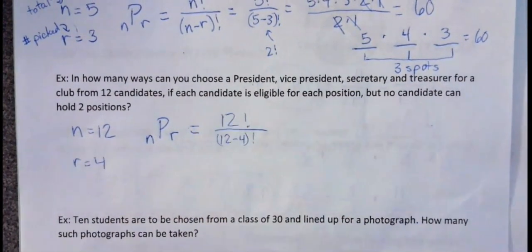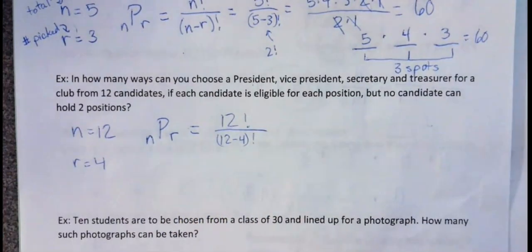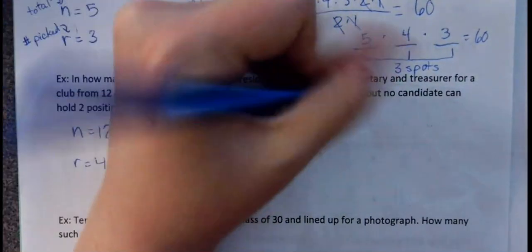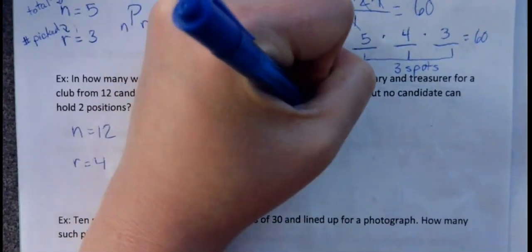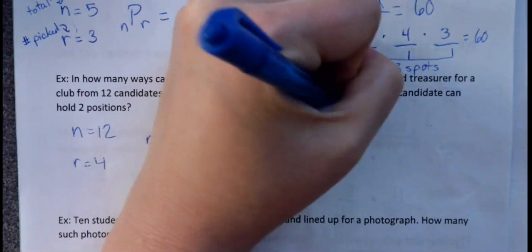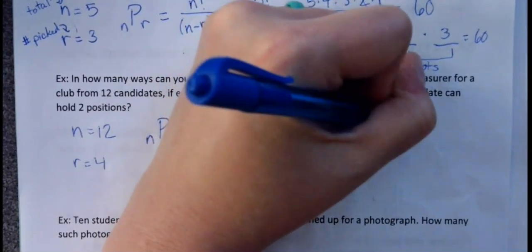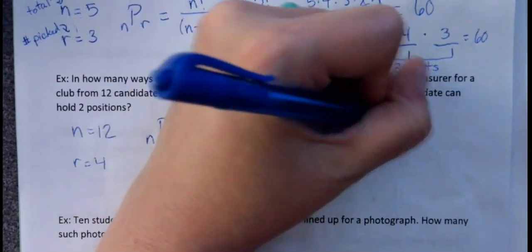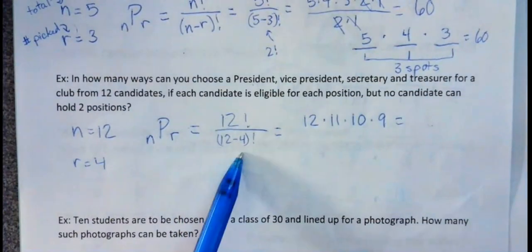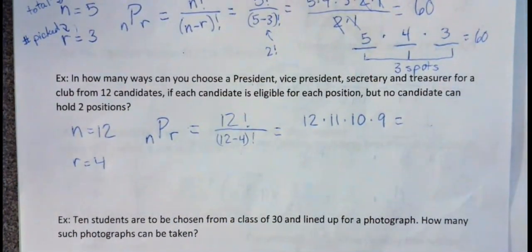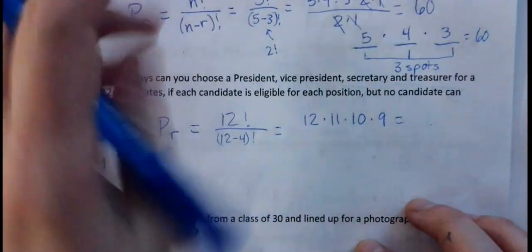So 12 factorial, the total, and then divided by 8 factorial. So really all that's left is 12. So your 4 spots, 12 times 11 times 10 times 9, is what's happening, because you're subtracting 8 factorial. It's like you end up canceling that out.